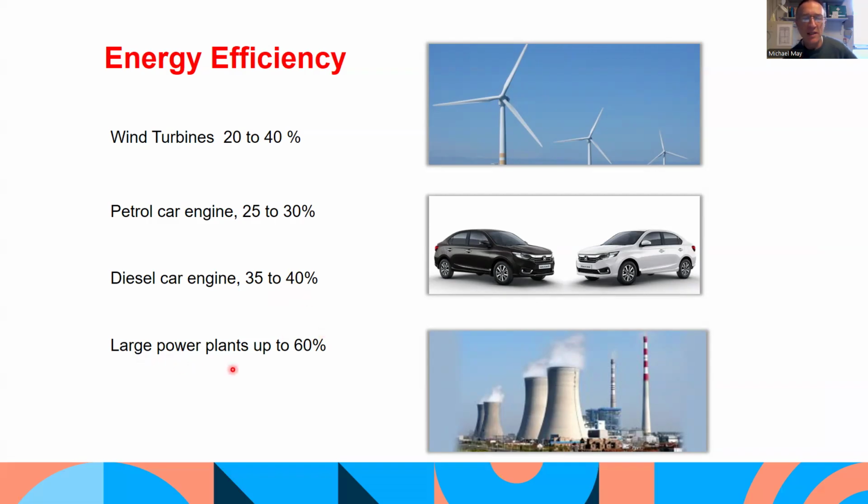And large power plants can be up to 60% efficient. And where they lose their energy, that's at the condensers, as that energy is being released to the atmosphere so that the waste steam from the turbine can condense down to liquid and the water can be pumped back up to the boiler again.